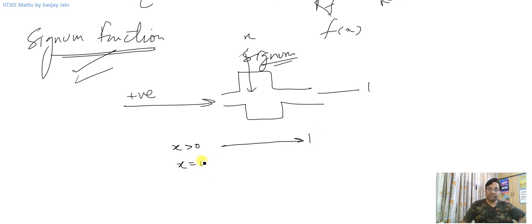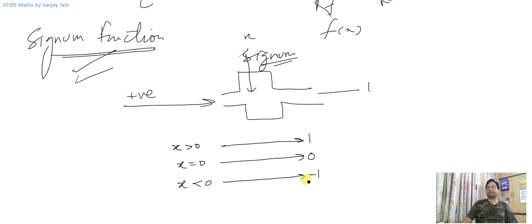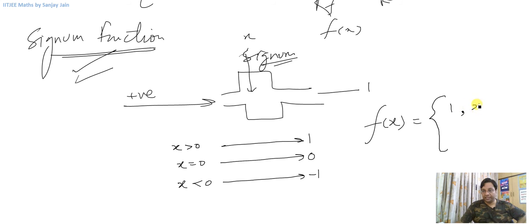When I am putting 0 here, it will give me output 0. When I am putting something negative or less than 0, it will give me output -1, right? So if I want to define it formally, I can write that it will give me 1 when x is greater than 0. It will give me 0 when x is equal to 0. It will give me -1 when x is less than 0, right?